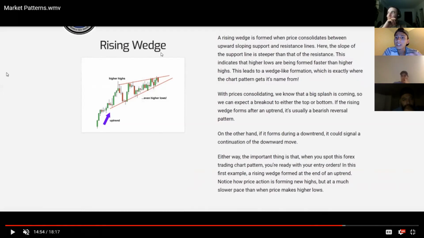But essentially these are reversals and continuations, right? So this can reverse the trend of any market, or it could continue a trend, right? In this case, what you're going to want to look for with the rising wedge, it's coming from an uptrend, you're going to want to look for it to shoot down, right?